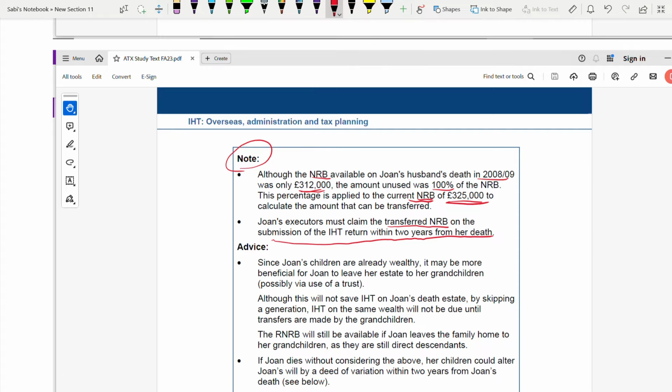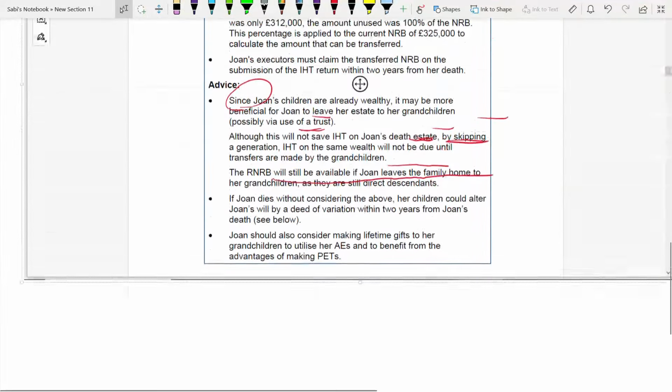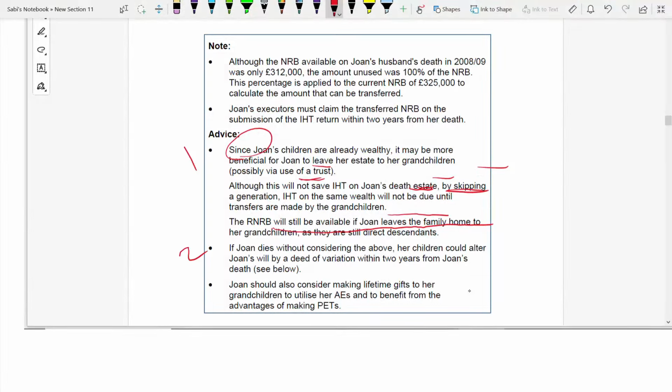Now comes the advice. How many advices are there? 3. So these are the 3 advice. 1, 2, and 3.